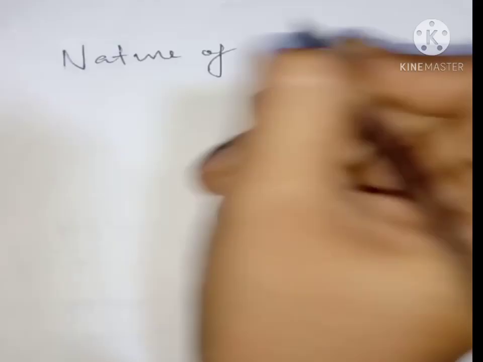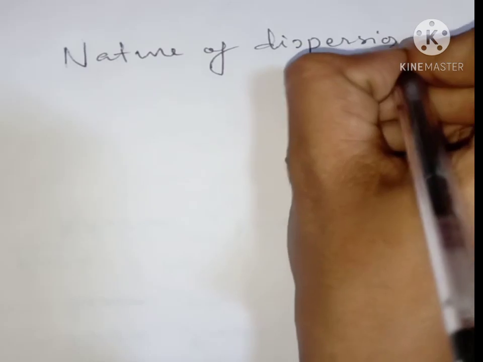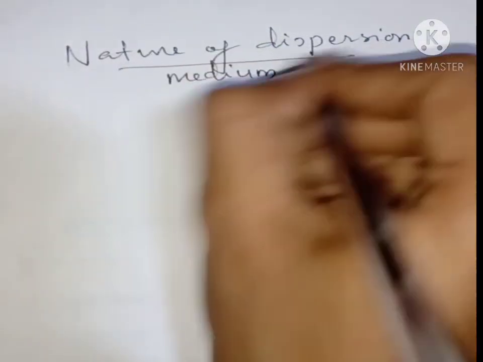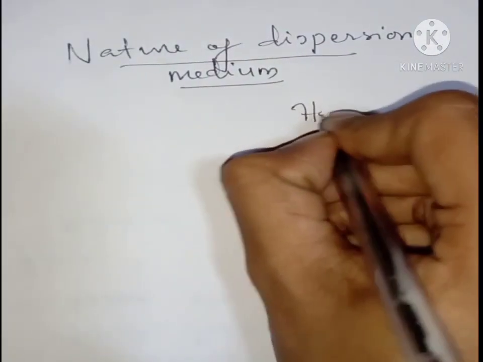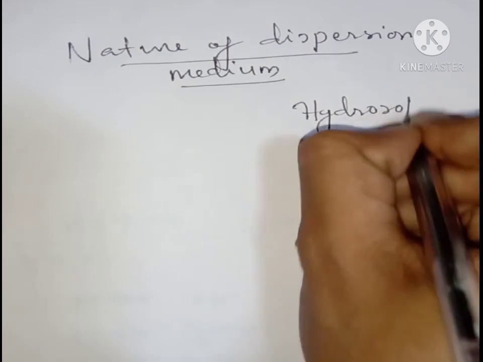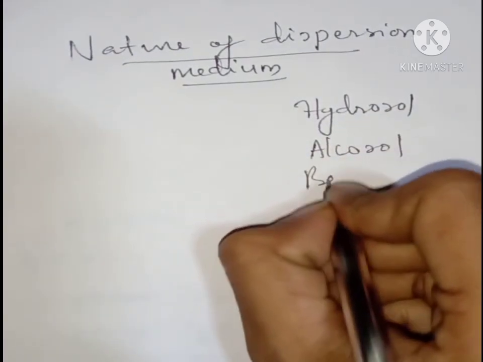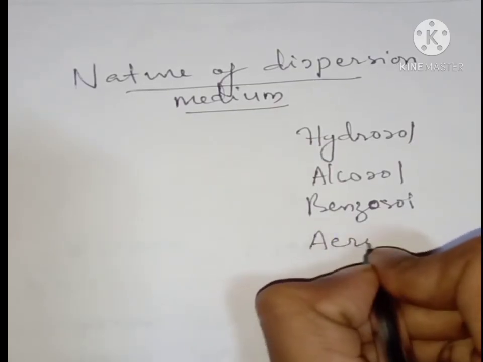Then, based on the nature of dispersion medium, it is classified as hydrosol, alcosol, benzosol, and aerosol.